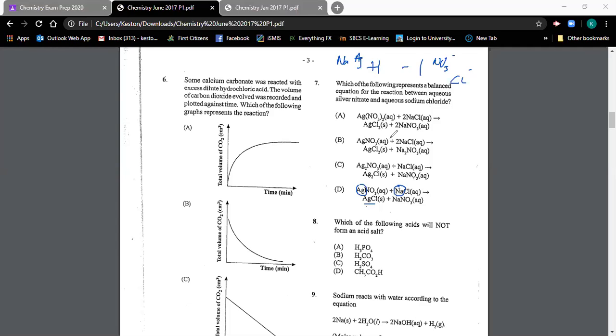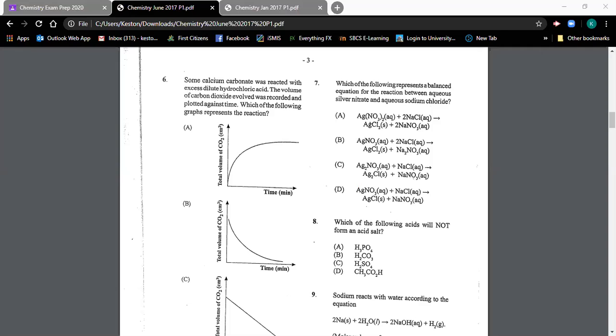Just drop a 1 in the chat if you guys are okay with that. Nice. Excellent. So moving on to the other one, 8. Which of the following acids will not form an acid salt? Not form an acid salt. An acid salt will be formed with something that doesn't completely ionize. Right, so an acid salt has an H inside of there. So strong acids don't usually form acid salts.